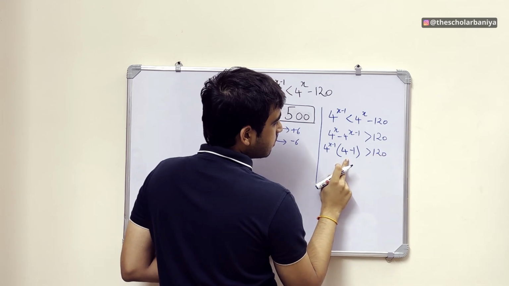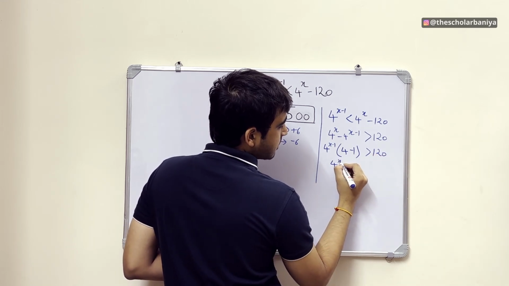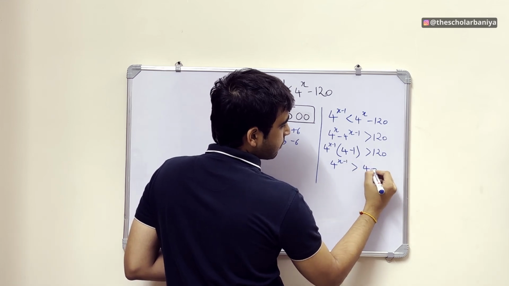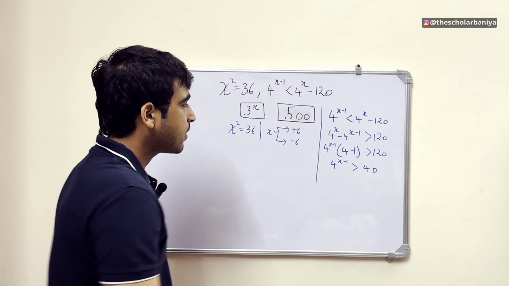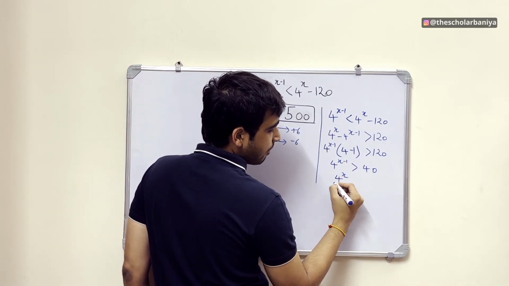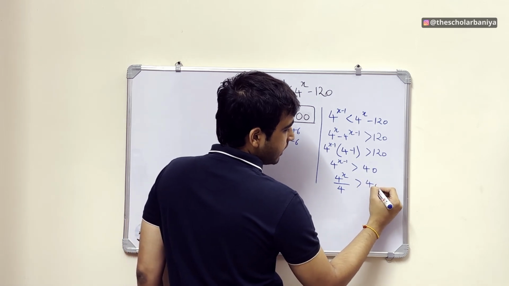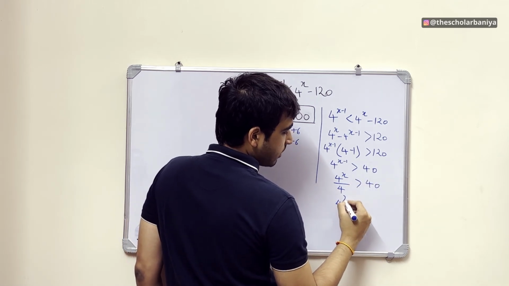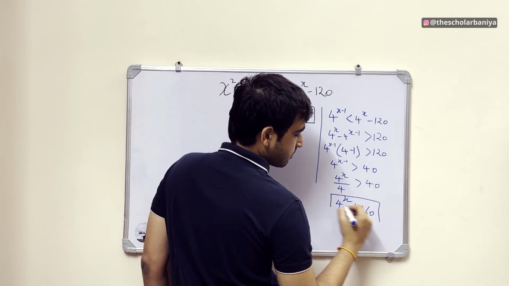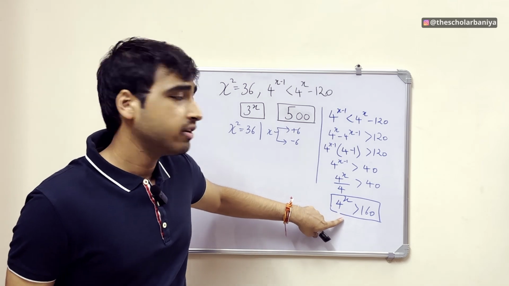So this is 3. So 3 into 4 to the power x minus 1 is greater than 120, which means 4 to the power x minus 1 is greater than 40, right? You can write it like this. Now 4 to the power x minus 1, you can write it as 4 to the power x upon 4, is greater than 40. So 4 to the power x is greater than 160. So this is the solution that we have got.